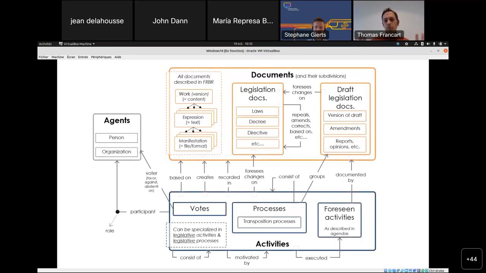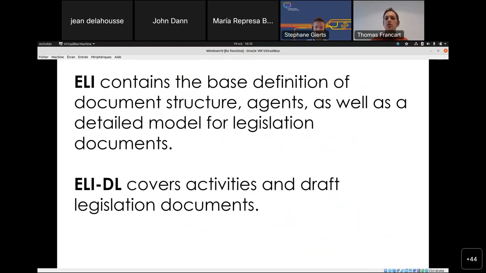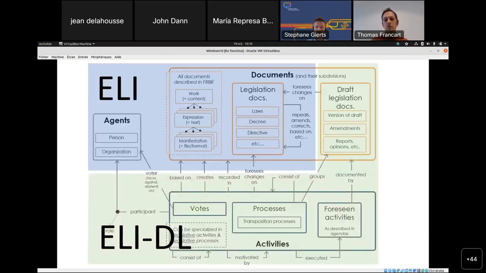So this is the overall conceptual map of ELI plus ELIDL, on which we can see the scope of respectively the ELI part on legislation and the ELIDL part more on activities and draft legislation documents. So ELI contains the definition of the document structure, the agent, and the description for legislation documents. ELIDL covers activities and draft legislation documents. So the map can be split into this blue part, which corresponds to ELI here, and the green part, which corresponds to ELIDL, which is basically all the activities, the bottom part of the diagram, plus the part on the draft legislation documents. ELI can be used independently of ELIDL, so one can choose to use only ELI for describing legislation documents without using ELIDL for the legislative process.